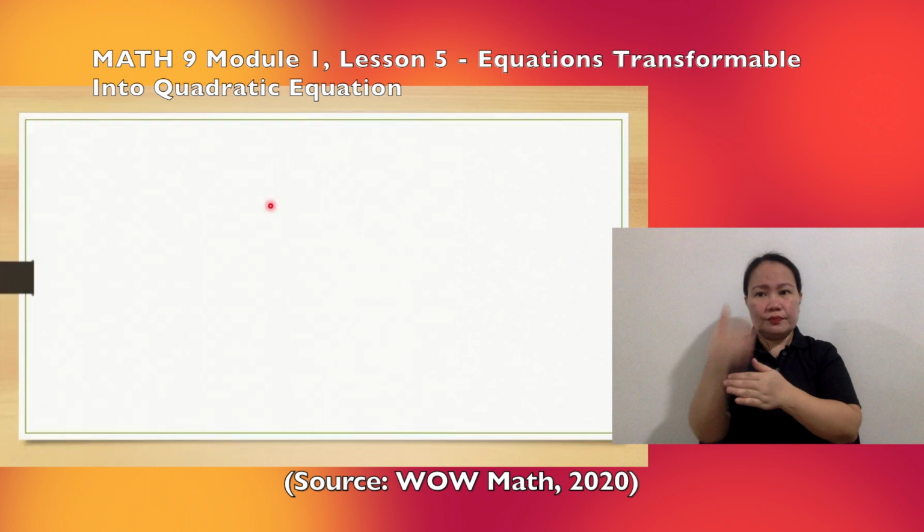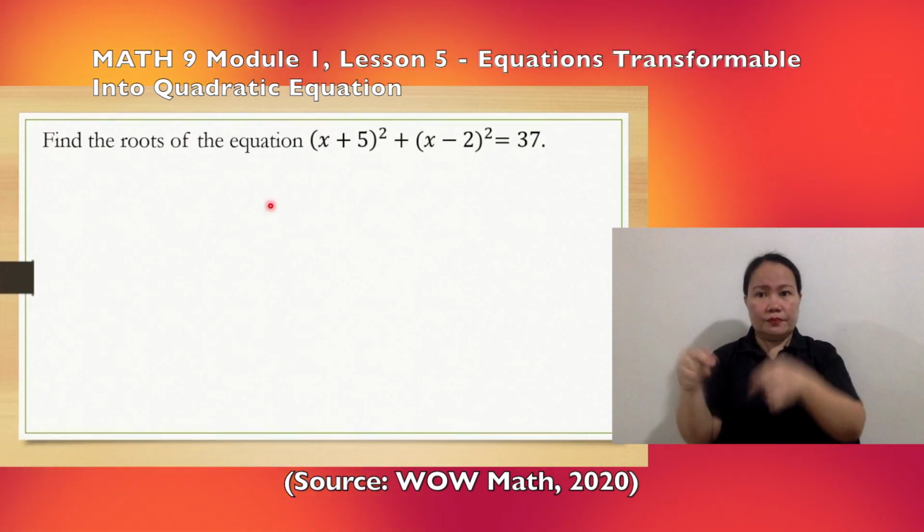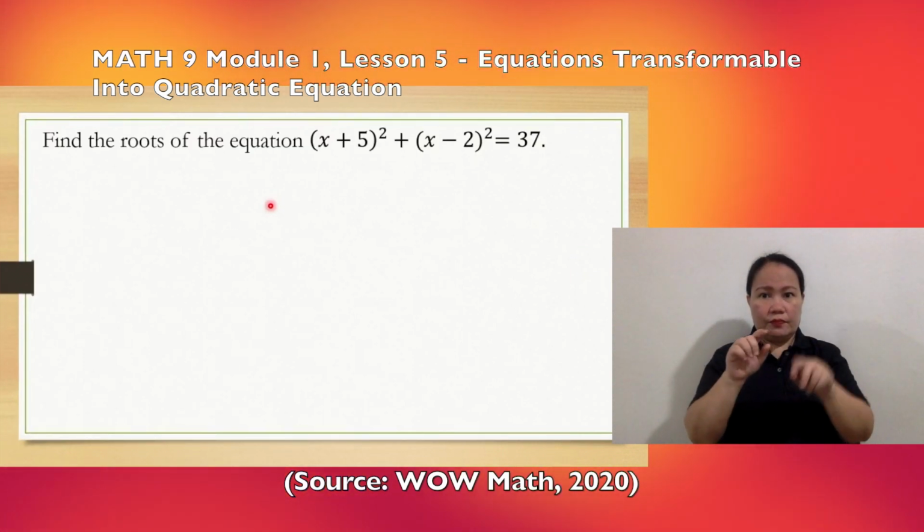Next. x plus 5 squared plus x minus 2 squared is equal to 37.